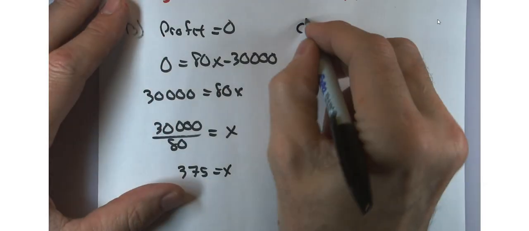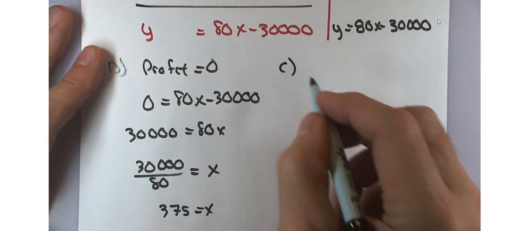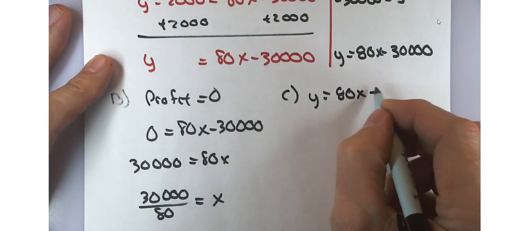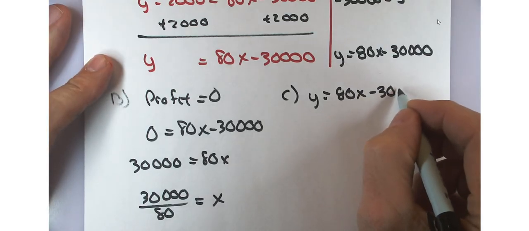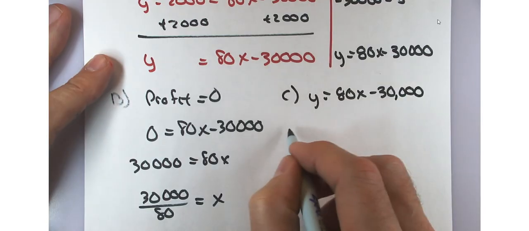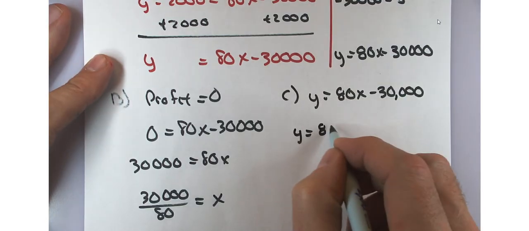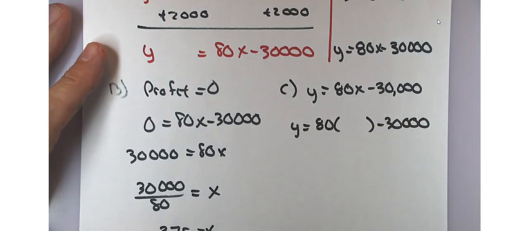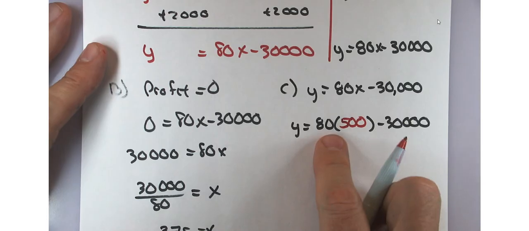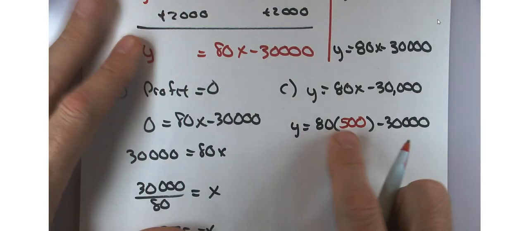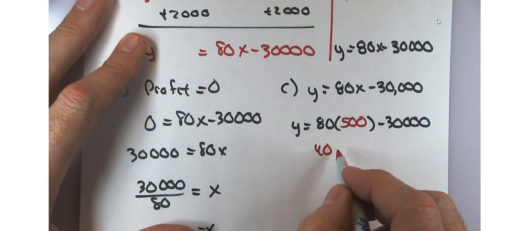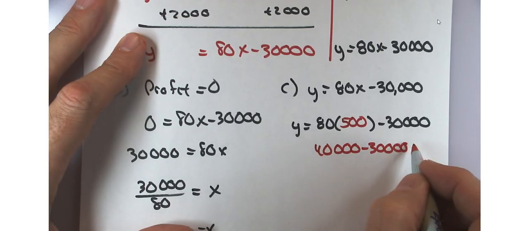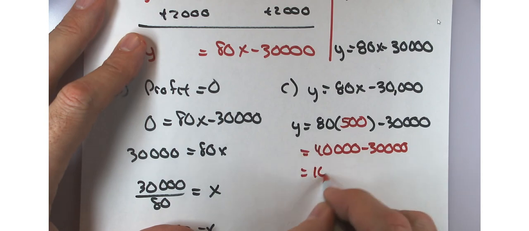Last but not least, how much profit from 500 calculators? That's y equals 80x minus 30,000. I'll plug in the 500 there. 5 times 8 is 40, and there's 3 zeros. 1, 2, 3. So 40,000 minus 30,000 gives you $10,000 profit.